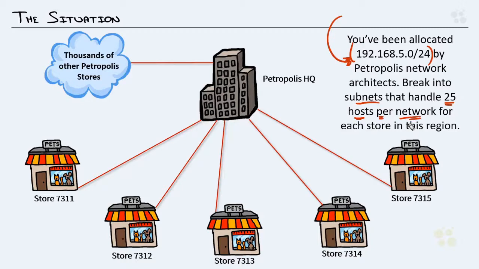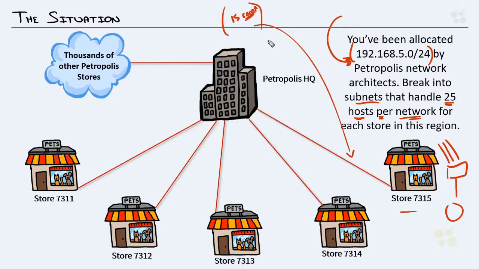I know our eclectic business owner was saying, I need my 15 cameras per network, but when you're thinking about cameras, you're not thinking about the wireless access point, for instance, to handle those cameras, or the router or the switch that connects to the router. I mean, there's a lot more devices than just those 15 cameras. So we're going to provision for 25 hosts per network for each one of the stores in the region.